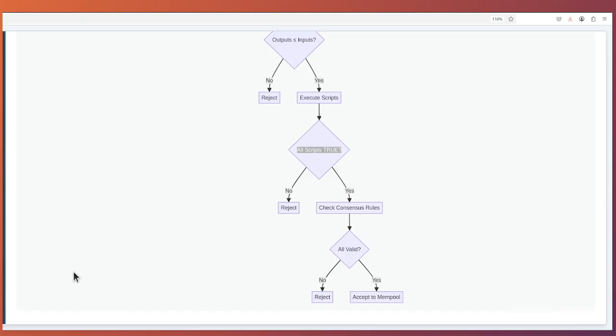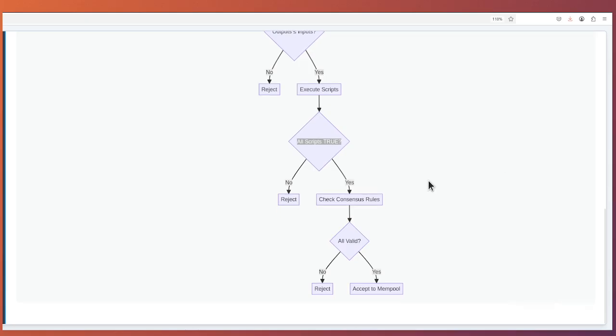Additional consensus rules are checked. For example, lock time validation if the transaction has a non-zero lock time, and sequence number checks for relative lock time functionality. The node also applies local policy rules, for example, minimum fee rates, maximum script size limits for standard transactions, and dust thresholds. Policy rules can vary between nodes, but consensus rules must be enforced identically by all nodes to maintain network consensus.